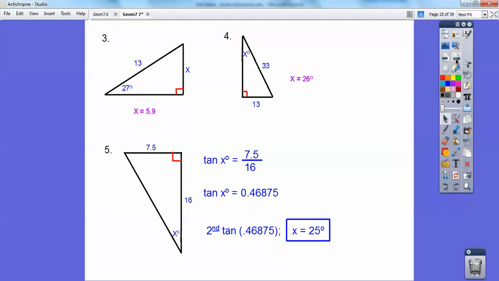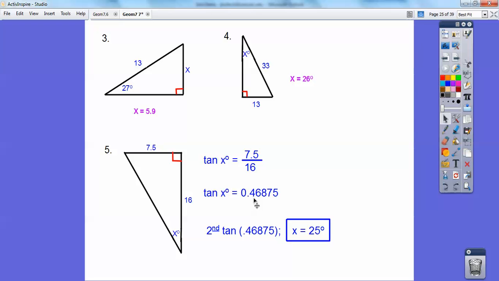And just to check, you guys, hit tangent of 25 and it should get 0.46875. In fact, I'm doing that right now. I'm going to go ahead and hit tangent of 25 and I get about 0.46. Well, it's close. Mine says 0.466. Well, that's because we rounded, you guys.